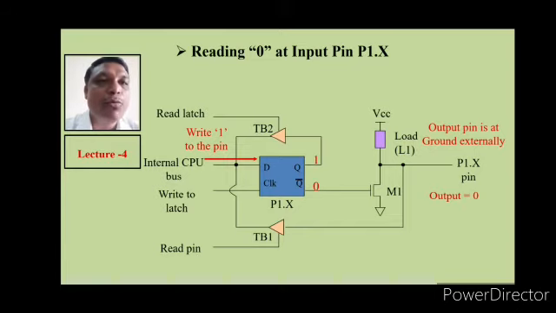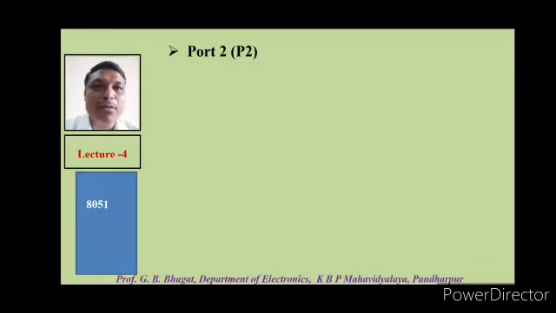As Q is 1, Q bar becomes 0, and because of this 0, again that switch becomes off. As the switch is off, the output current directly flows towards the internal bus through the buffer TB1. As we have to read the data inside, we should make the read pin equal to 1, that is, we should turn on that TB1 buffer. In this way, the output current will be received at the input side, and logic 0 data will be received to the internal bus.